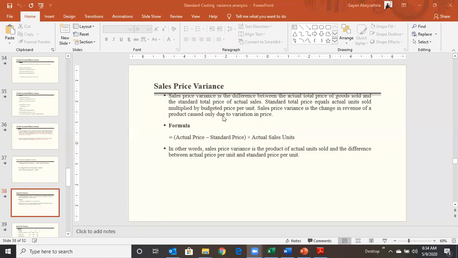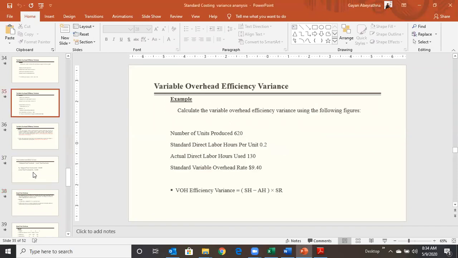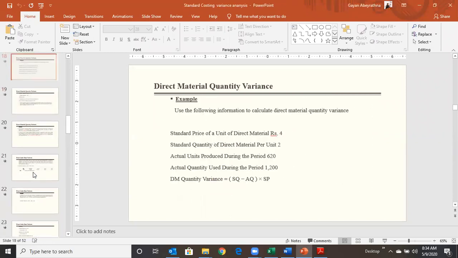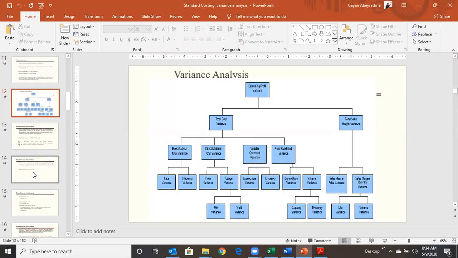Okay, now we have discussed all the cost related variances. If you go to summary, we are discussing the total operating profit variance. As I said to you, total operating profit variance, we can divide into two parts as total cost related variances and the total sales related variances.